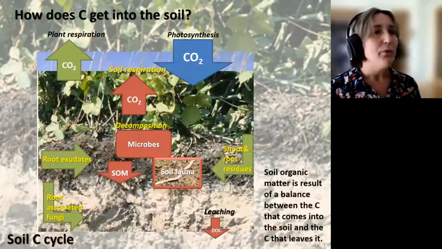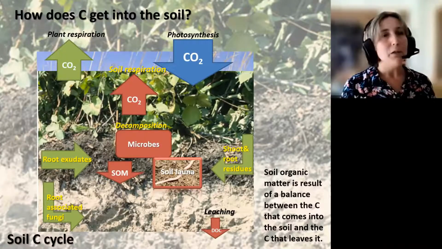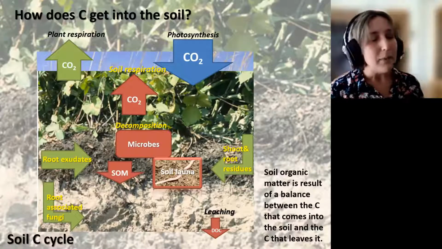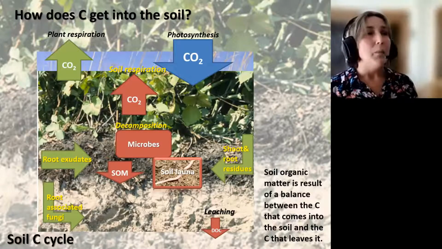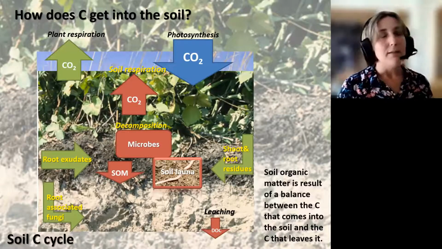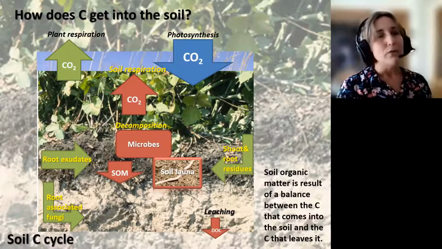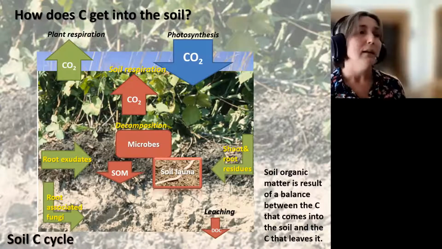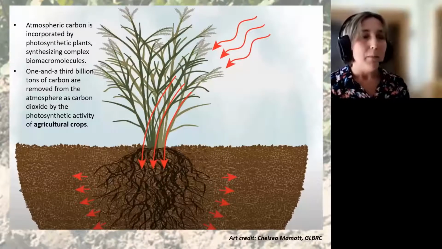And so what I would like to go straight into is a very brief outline of the key mechanisms that make carbon get into the soil and make it stay there. Because what we are after, that is increase in soil organic matter, is a result of this balance between the carbon that comes into the soil and the carbon that leaves it. So how does it come in?